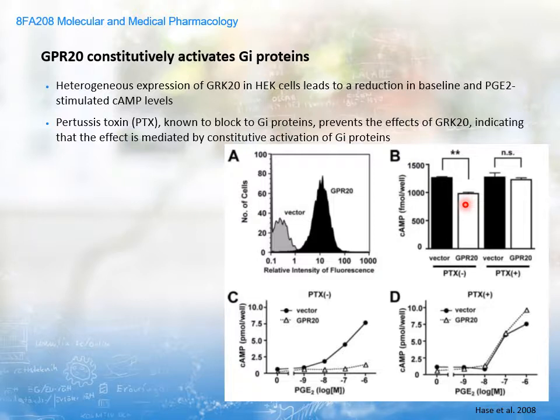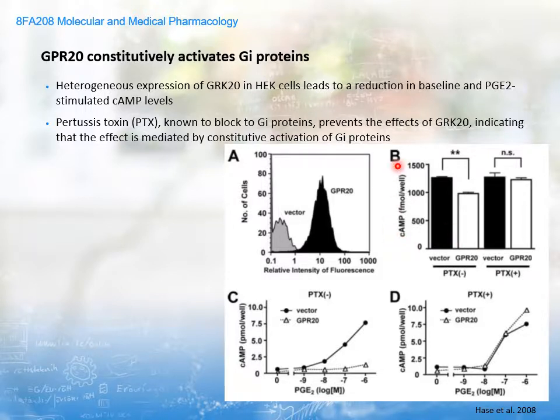This is also true when these cells are activated with a prostaglandin. So this is the baseline condition for the cells, and this is when the cells are activated with prostaglandin E2 to trigger a cellular response that is mediated by cyclic AMP. And you see the same thing here in the absence of pertussis toxin and in the presence of pertussis toxin. In the presence of pertussis toxin, no difference. In the absence of pertussis toxin, you see a difference.